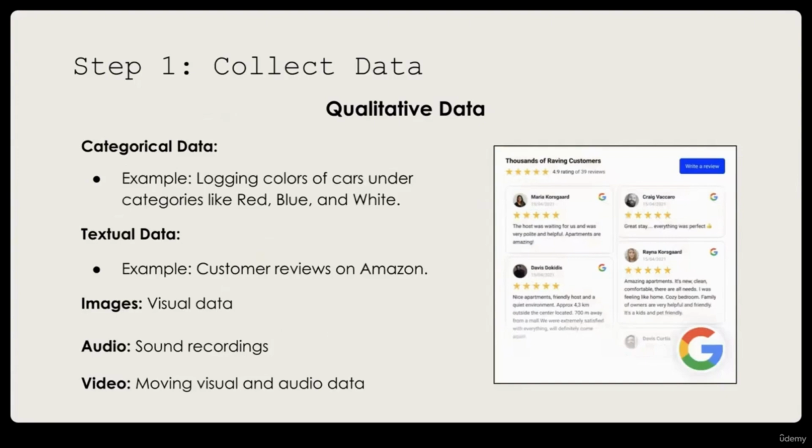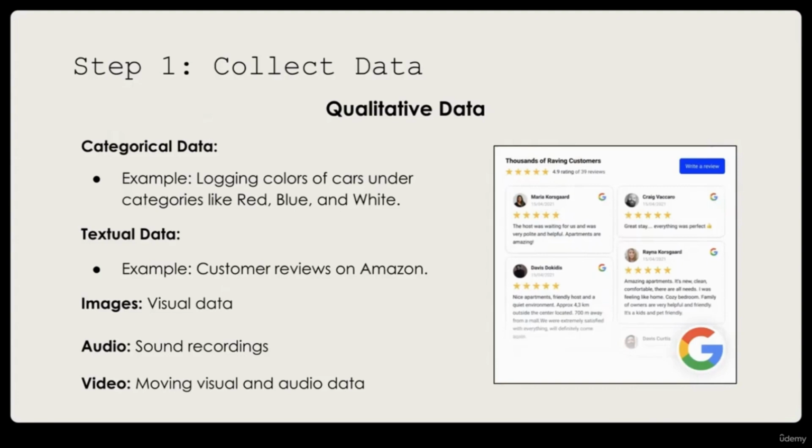First off, for qualitative data. One sector of this could be categorical data, meaning we could be, for example, logging colors of cars under categories like red, blue, and white. We could have categories of many different things from many different topics. For example, if we want to do it by fruit or color, as shown in this example, there are many ways that we can do this.